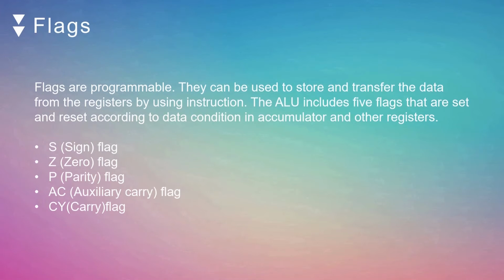Fourth, we have the auxiliary carry flag. This is the flag which is used in the BCD number system. If any logical operation generates a carry and passes it on to the next bit, then it becomes set, otherwise it is reset. This is the only flag which is not accessible by the programmer. At last, we have the carry flag. The carry is generated when performing an n-bit operation and the result is more than n bits. Then this flag becomes set, otherwise it becomes reset.